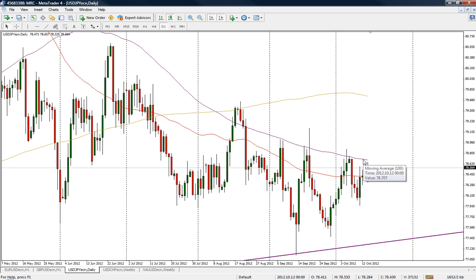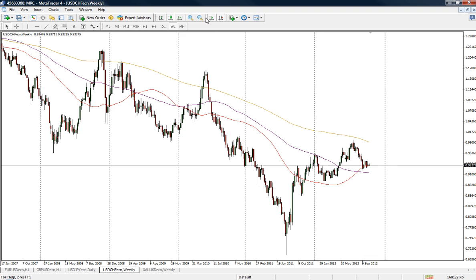If we're going to get any sort of rip towards the upside, then we need to clear a daily candlestick close above this level, and then that 200-day moving average will be in focus there. That's coming at 79.76. Let's have a look at the dollar Swiss.